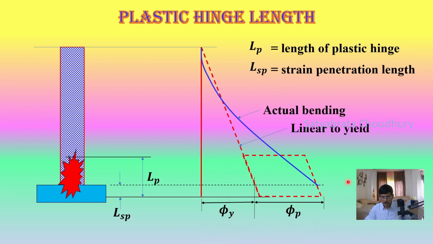In the curvature diagram you can see here, the actual bending is shown by the blue curve, and the linear curve up to yield is given by the red curve. Up to the elastic condition, the curvature is the yield curvature up to this point, and after that, whatever curvature is there is the plastic curvature. So it is given as phi p.